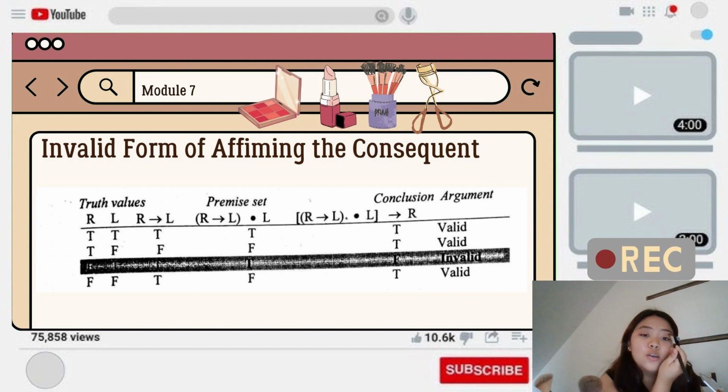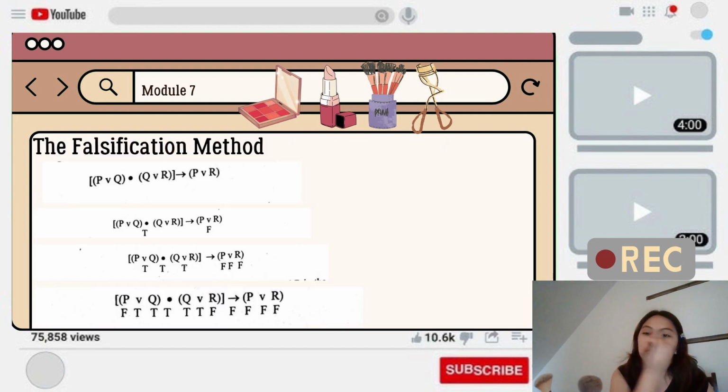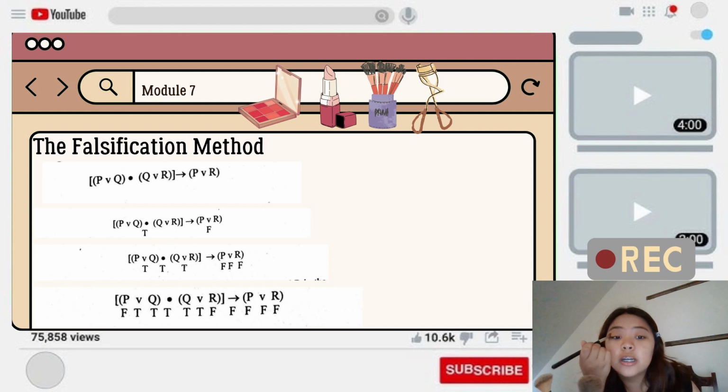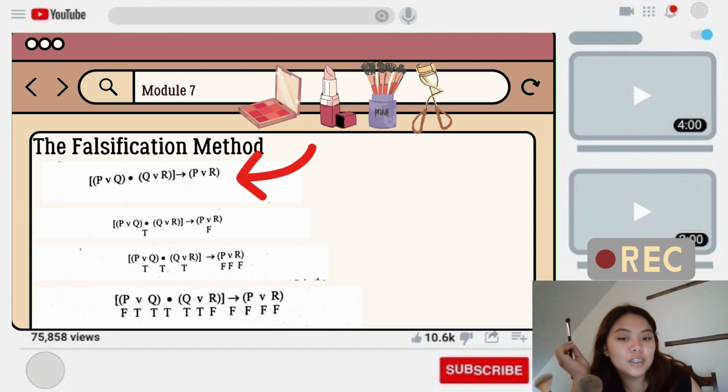Valid or invalid is only used for argument forms and not individual arguments. We focus on the overall structure of the arguments rather than specific examples. Next, the shortcut method is the falsification method. This is only needed when dealing with 3 or more statements. Remember that your intention is to falsify the conclusion while retaining the truth of both premise sets, like this.